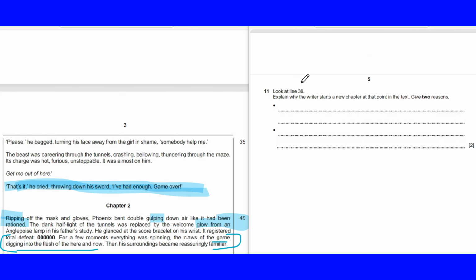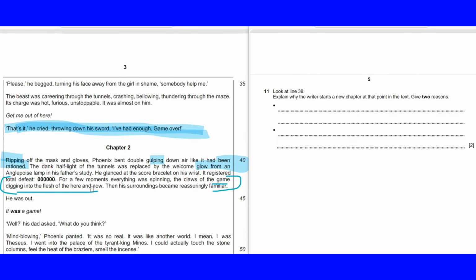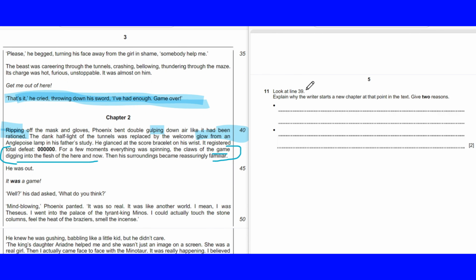Alright, so number 11, look at line 39 here. Explain why the writer starts a new chapter at that point in the text. New chapter, chapter 2. Give two reasons. 10 seconds.